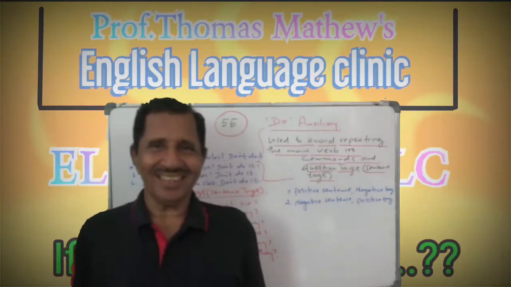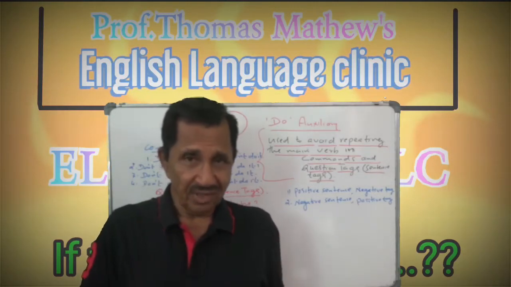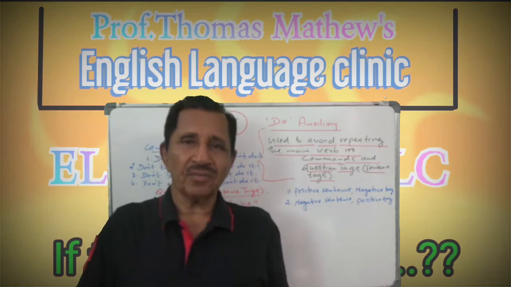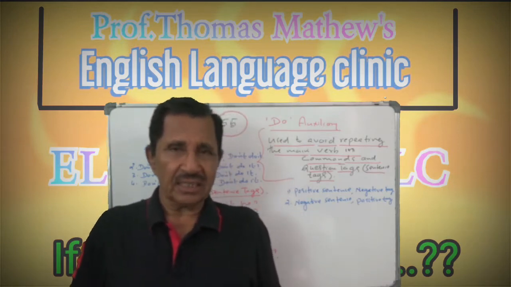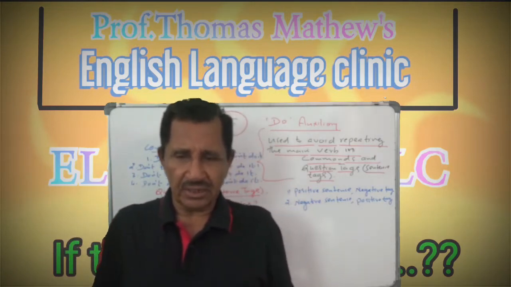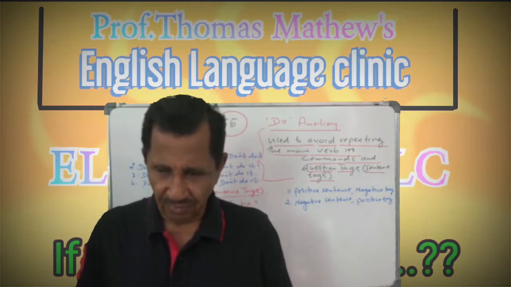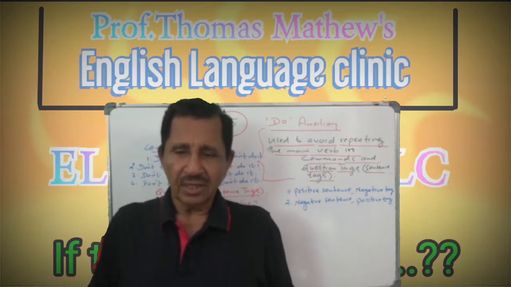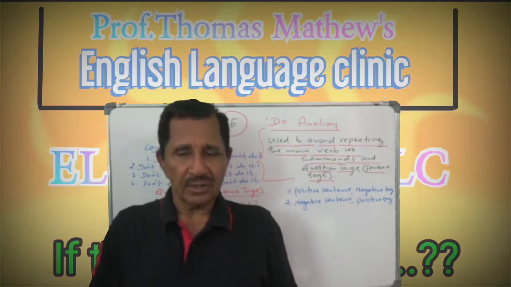Hi friends, do as an auxiliary verb. Do is a main verb, also an auxiliary verb. Now what we are considering is do as an auxiliary verb. We have seen we can use it for negatives, making questions, then additions like "They play football and so do we." Now we are going to see two more functions of do as an auxiliary.